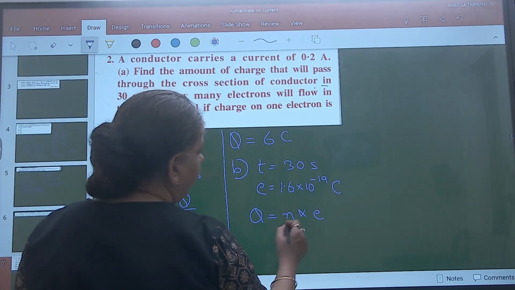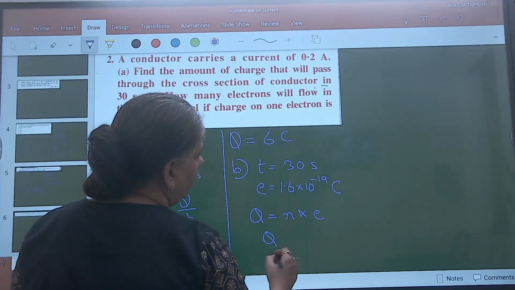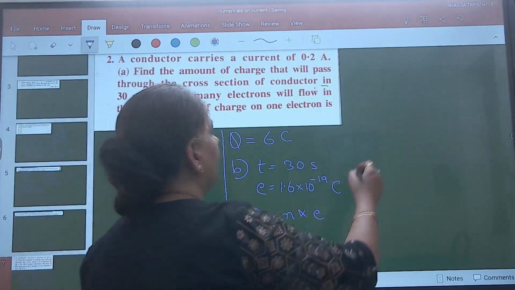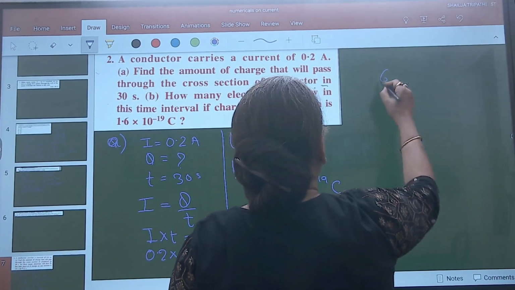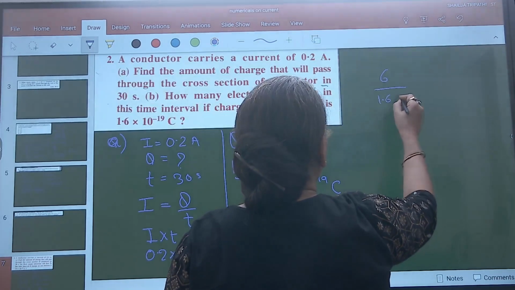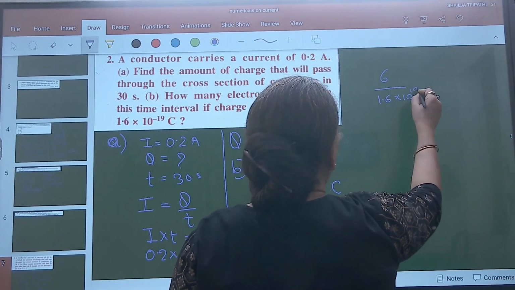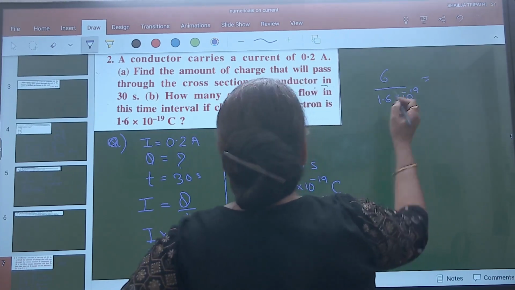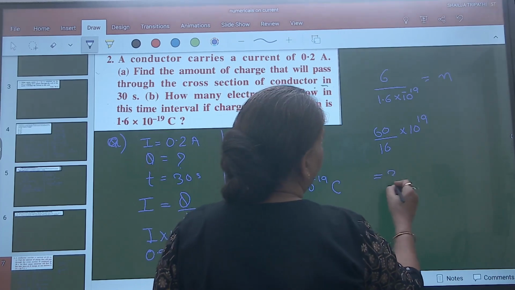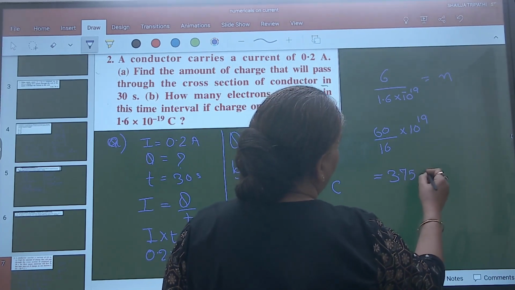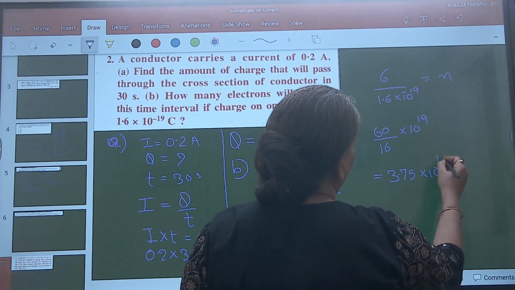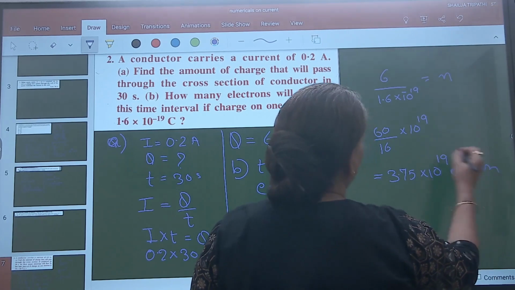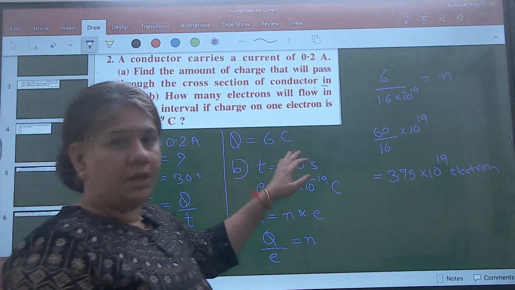So here we have to find the value of N, that is Q by E will give you small n. So Q is 6 coulomb divided by 1.6 into 10 raised to the power minus 19. This we get 3.75 into 10 raised to the power 19 electrons. So these many electrons constitute 6 coulomb charge.